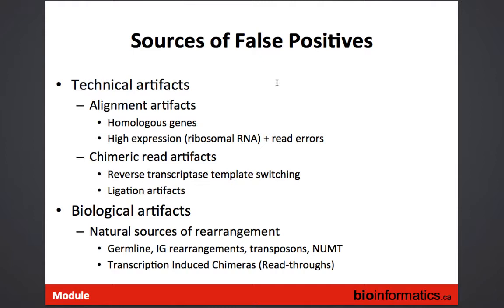We also get biological technical artifacts, like chimeric reads, which happen for two reasons. When we're doing the reverse transcription, the enzyme can template switch, and we get a chimeric read produced from two different mRNAs. And then we can get ligation artifacts. These are usually randomly dispersed, which helps us in removing them. In terms of biological artifacts, there are natural sources of rearrangement, like germline rearrangements and IG rearrangements. And a very important one is transcription-induced chimeras, which you'll see a lot of in the results of these fusion discovery programs in some types of cancers, where you basically have what is pretty much alternative splicing from one gene to its neighboring gene.